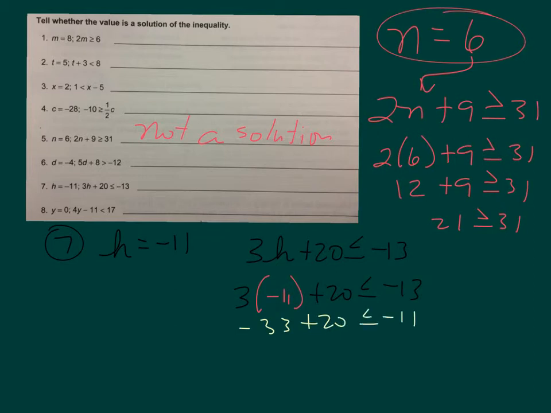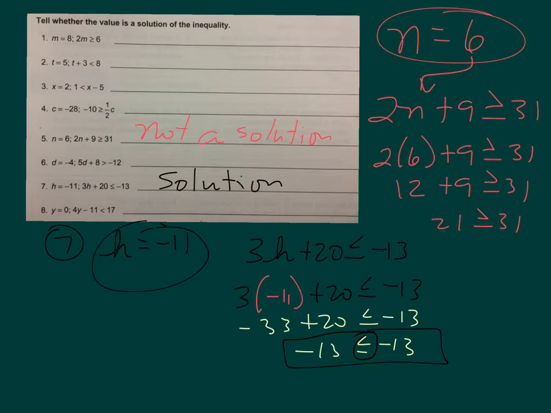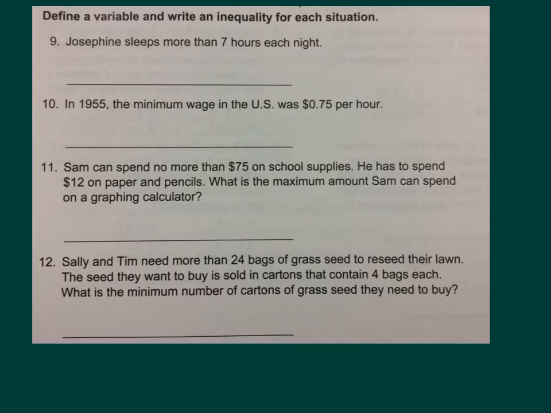Oops, that should be a 13. All right. Now, negative 33 plus 20 is negative 13, is less than or equal to negative 13. Now notice this inequality says less than or equal to. So negative 13 is equal to negative 13. So h equals negative 11 is a solution. So number 7 is a solution. Now, I've done 1, 3, 5, 7. You have to do the evens. All right? Now, again, on this one, I'm going to do the odds. You're going to do the evens.